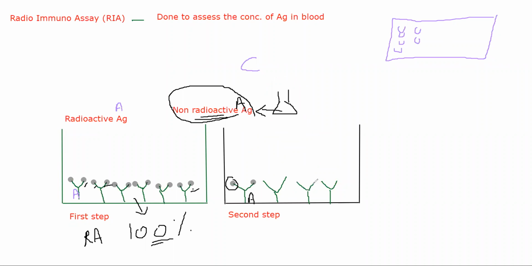So you have this, and initially, from the continuation of your first step, you had radioactive antigens here. What I'm doing is I'm taking a non-radioactive antigen A, the same antigen, but it is not radioactive now. What I will do is pour this inside. Let me use orange color here. Let's suppose this is the non-radioactive antigen. I will pour this inside.